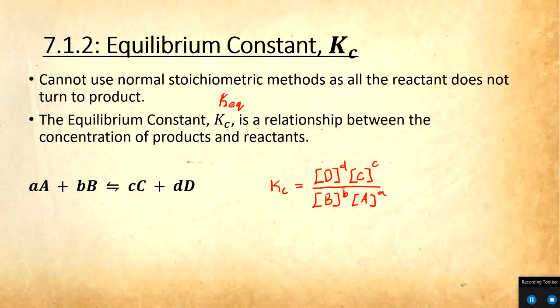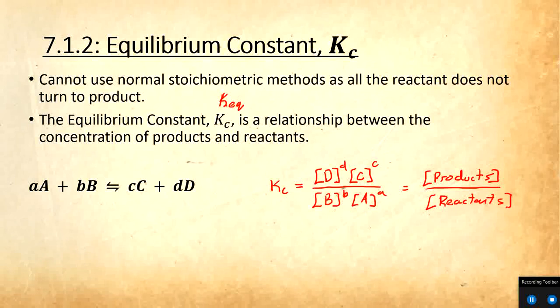Remember that these square brackets represent concentration. So when we're dealing with equilibriums, we do have to be working in units of concentration, which we can use for an aqueous solution, something dissolved, or we can look at gases as well. What you see here is the concentration of products over the concentration of reactants.